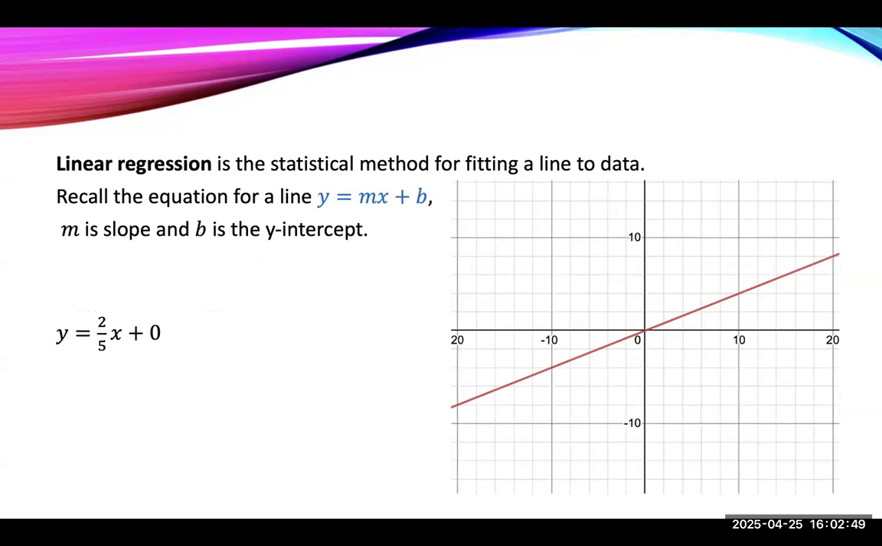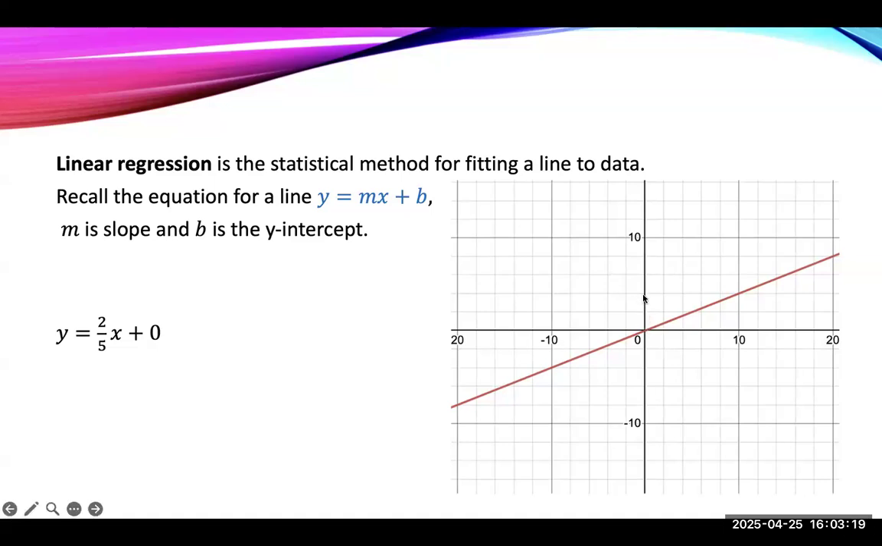Now this line, the red line on the right, goes through the origin, and the y-intercept is where we cross the y-axis, and it crosses at 0. So that's why there's a plus 0 in the equation, and the slope is 2 over 5, which means we go up 2 and to the right 5. It's rise over run. So let's take a look at our graph.